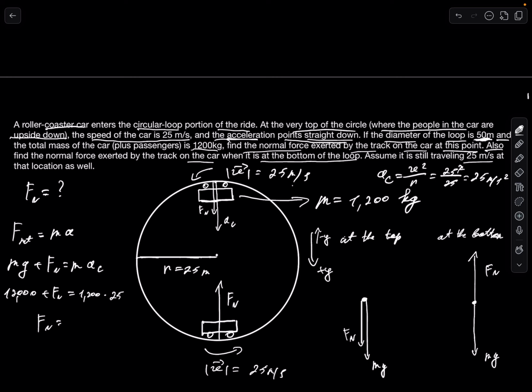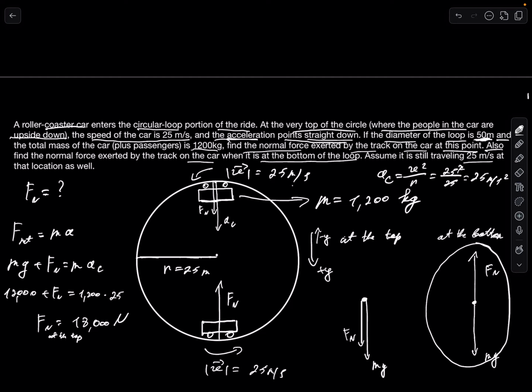25 times 1200. That gives us 30,000. So the normal force is 18,000 at the top. What's the normal force at the bottom?